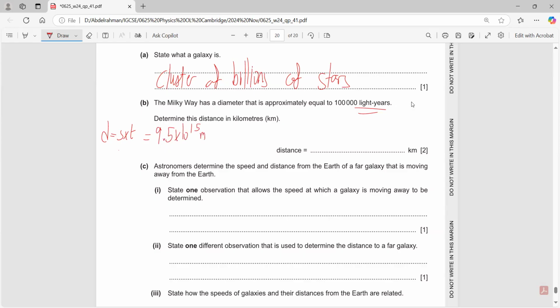In kilometers, if you divide by 1,000, this is 9.5 times 10 to the power of 12 kilometers. This is for 1 light year. The Milky Way is 100,000 light years, so you need to multiply by 100,000. It would be a huge number. So it's 9.5 times 10 to the power of 17 kilometers. Definitely a huge number.